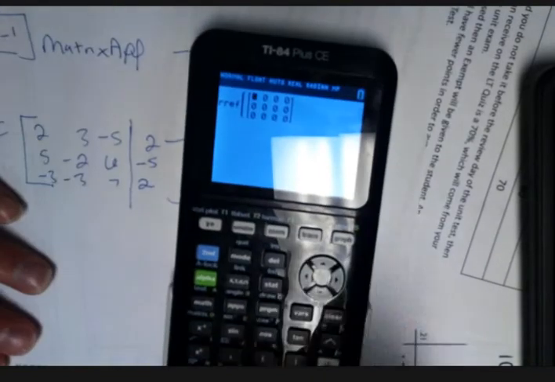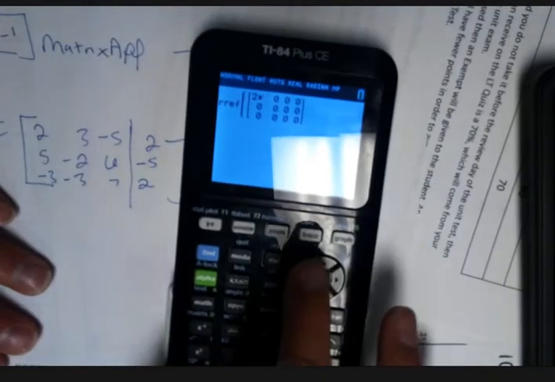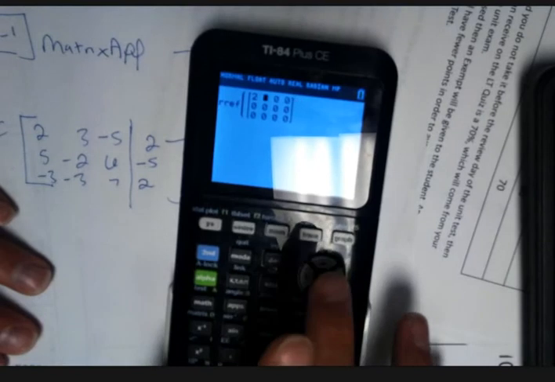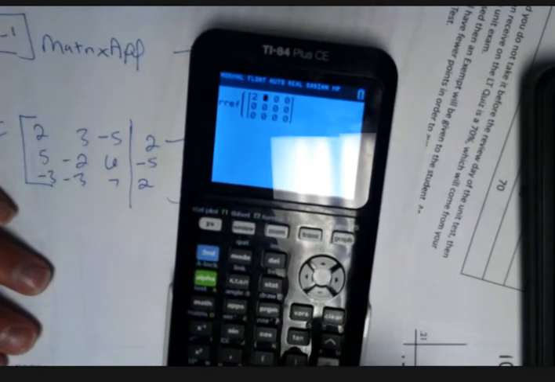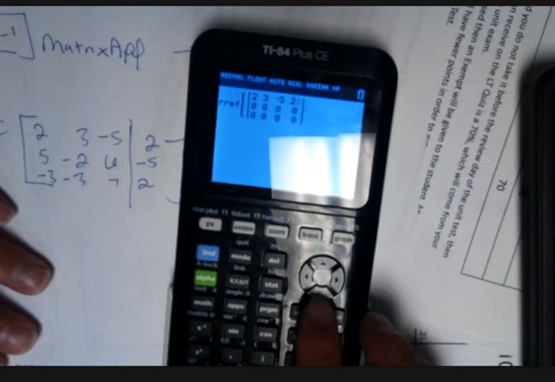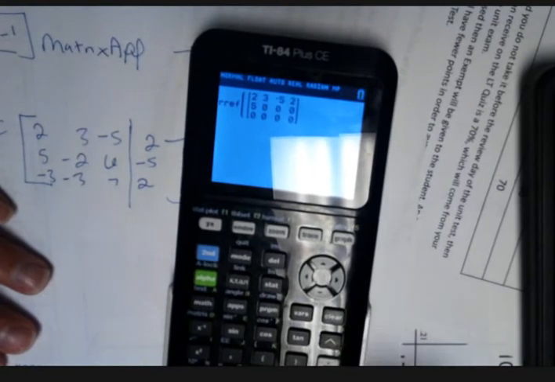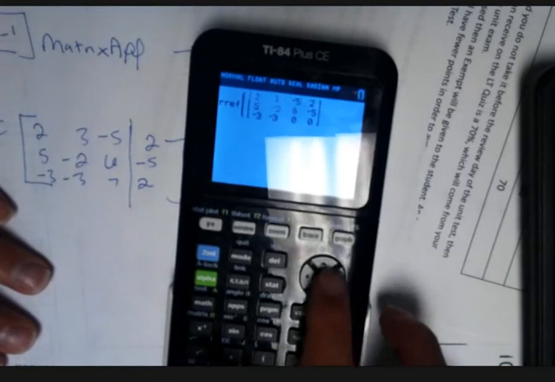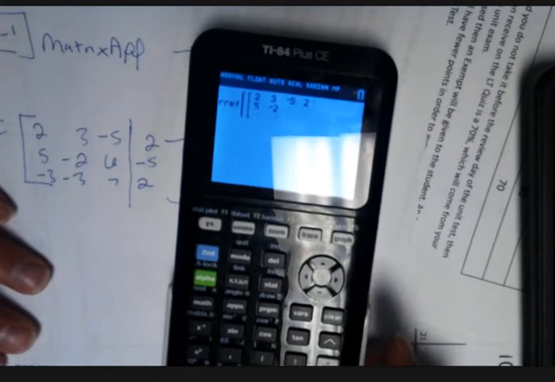So we got 2. If you hit the right arrow every time, it will automatically shift where you want it. Okay, so 2, 3, -5, 2, 5, -2, 6, -5, -3, -3, 7, and 2. And I'm going to hit enter.